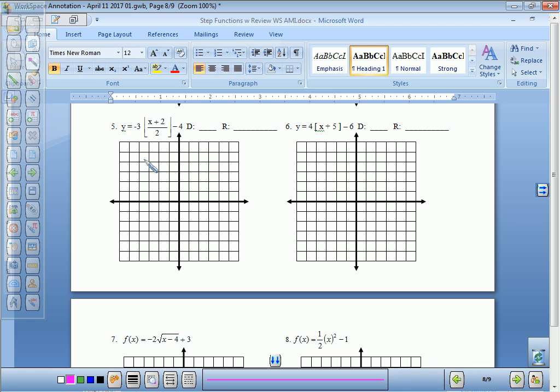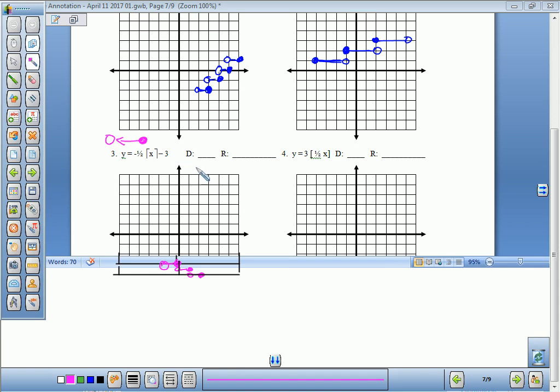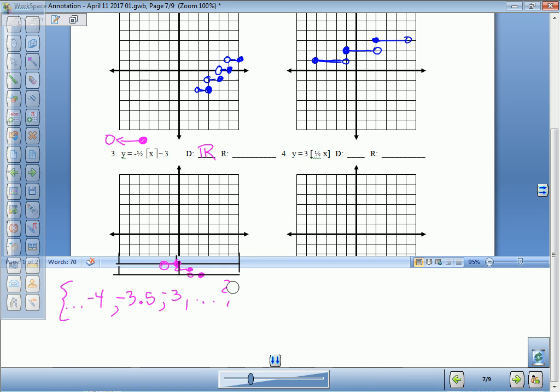What's the domain now? Are they the same? Domain is all reals, but the range, we can't describe this in words. It's not the set of integers, it's not the set of even integers, it's not the set of odd integers, it's decimals. Look, that y value right there is -3. That y value right there is -3.5. That y value right there is -4. So the way you describe the range is... here's a little pattern. There's my range.